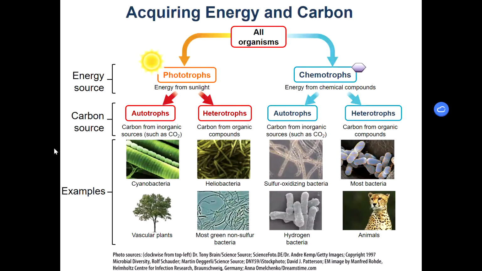such as glucose. Sulfur oxidizing bacteria and hydrogen bacteria, so these are organisms living in low oxygenated environments, get their energy from chemical compounds, and then they get their carbon from inorganic sources, so they are chemoautotrophs.